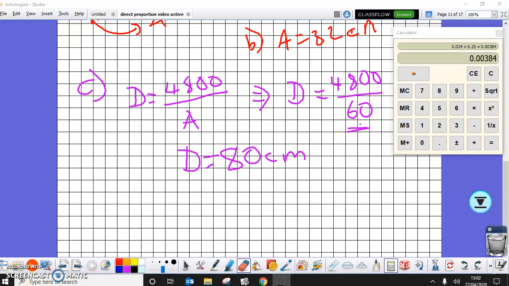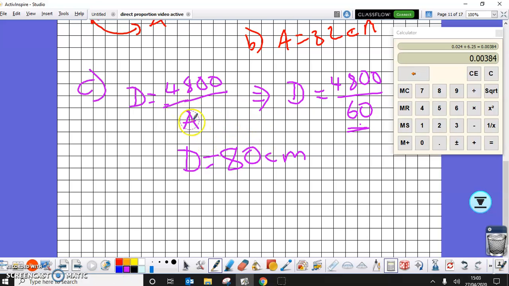So hopefully this will be the last video on direct and inverse proportion. We got down as far as the start of question C on example 6. So we've got D equals 4,800 divided by A. That was my formula that we'd written.